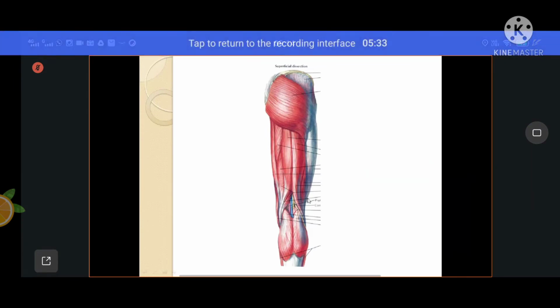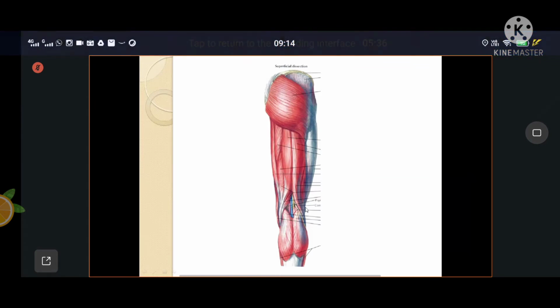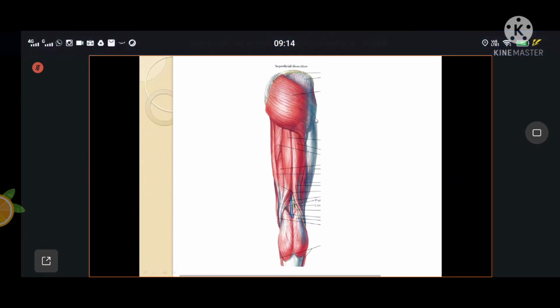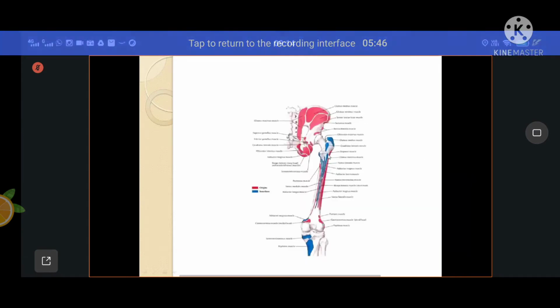Iliotibial tract. And this iliotibial tract will get inserted into the Gerdy's tubercle, which is present on the tibia. So where is the insertion? 25% is onto the femur, where? Into the gluteal tuberosity, which I am showing you with an arrow.